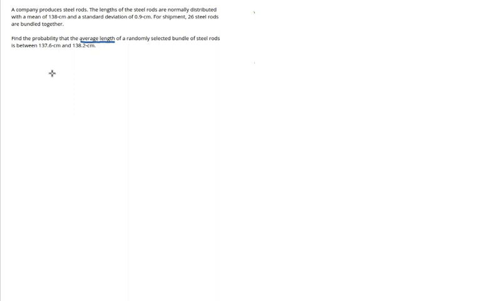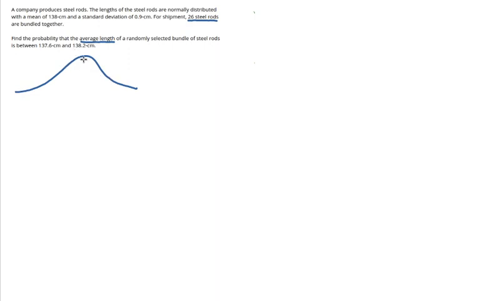Now let me point out that we are bundling 26 steel rods together and calculating their average length. So the formula we're going to use is a little bit different than if we were just picking one steel rod. Specifically, we are looking at using the Central Limit Theorem.